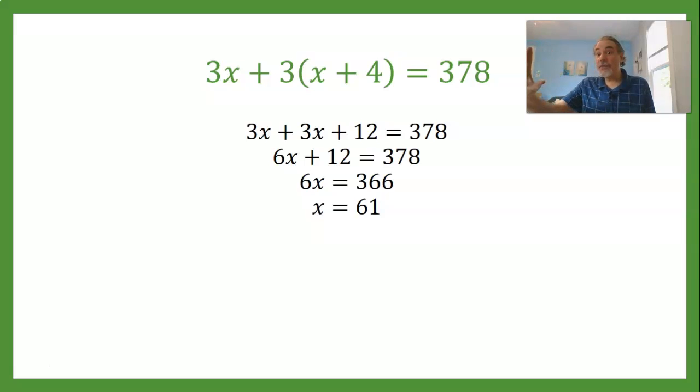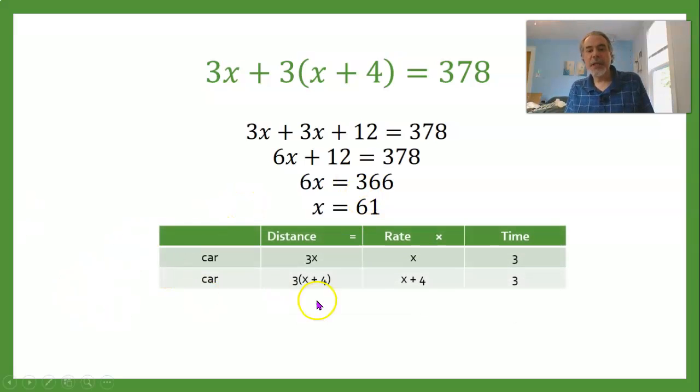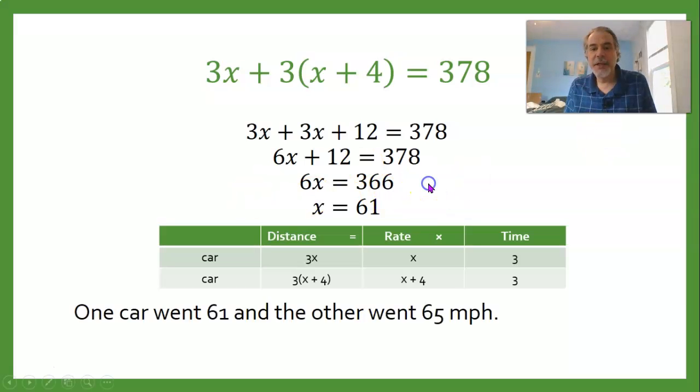And that was one of the two rates of speed. That was how fast one of the cars was going. And the other one was going x plus 4. So now that we know that x has to be 61, the other rate of speed, x plus 4, would be 61 plus 4, which would be 65. So one car went 61 and the other went 65 miles per hour.